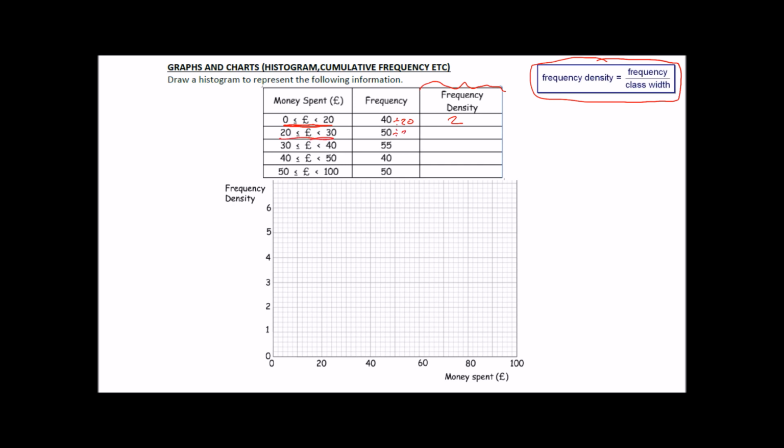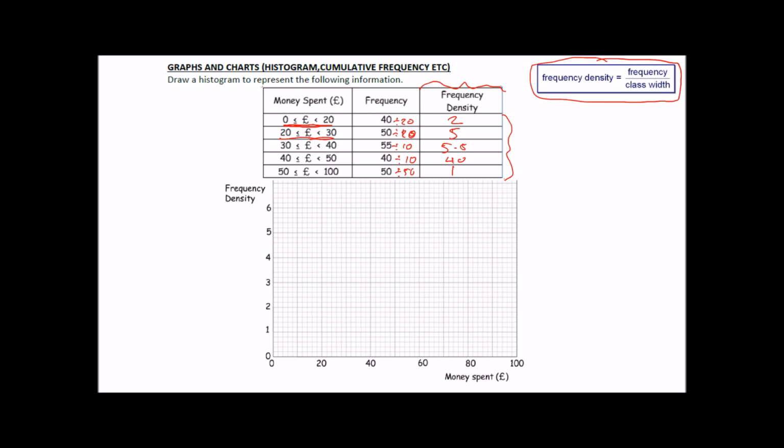This one's 10 apart, so we're going to divide by 10, which gives me 5. The next one again is 10 apart, so we're going to divide by 10, which is 5.5. The next one is 10, so we're going to divide by 10 again, which gives me 4. And then the last one is 50, so we're going to divide by 50, which gives me 1. Don't be worried if these give you decimals, okay? You always divide them by the class width.